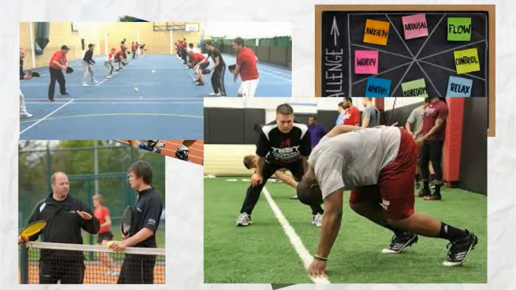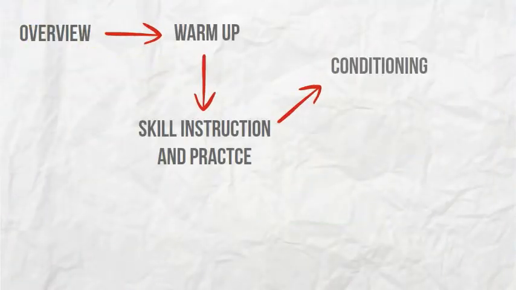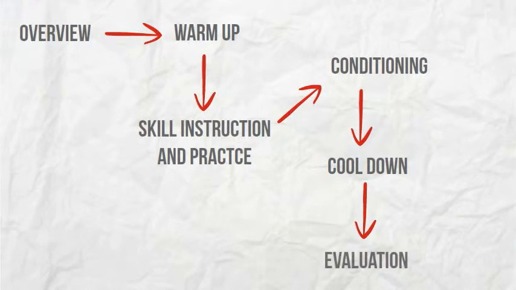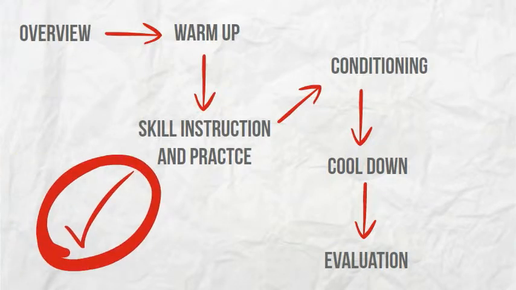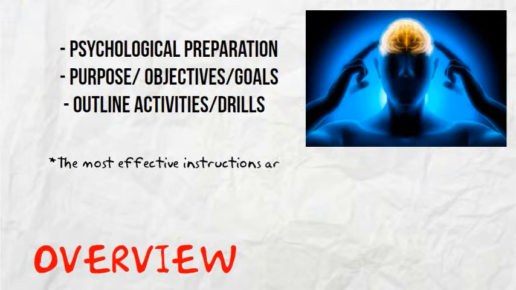A training session should start with an overview leading into a warm-up, followed by the crux of the session, the skill, instruction, and practice. Once this is done, into a cool-down, finishing with an evaluation. The perfect formula. An overview of the session should be completed by the coach. It should prepare the athlete psychologically and make them aware of the purpose, objectives, and goals to be achieved in the session. The coach should run through verbally the drills and exercises to be completed in the warm-up in a clear and effective manner.